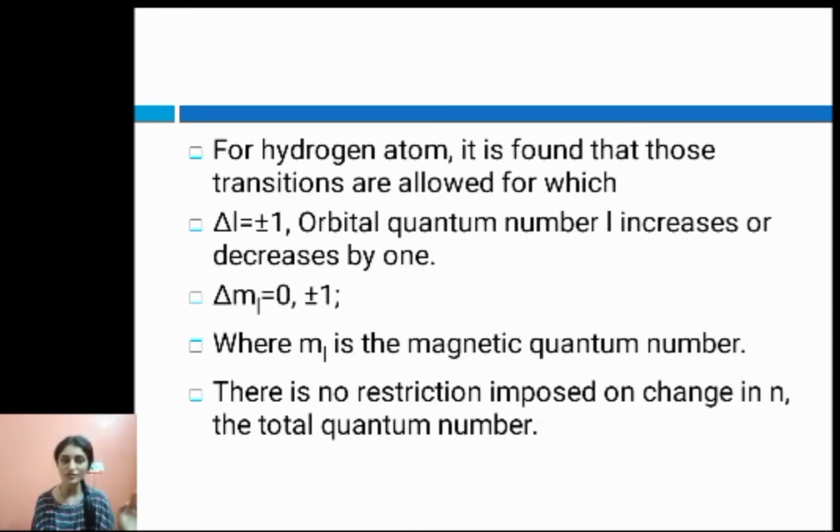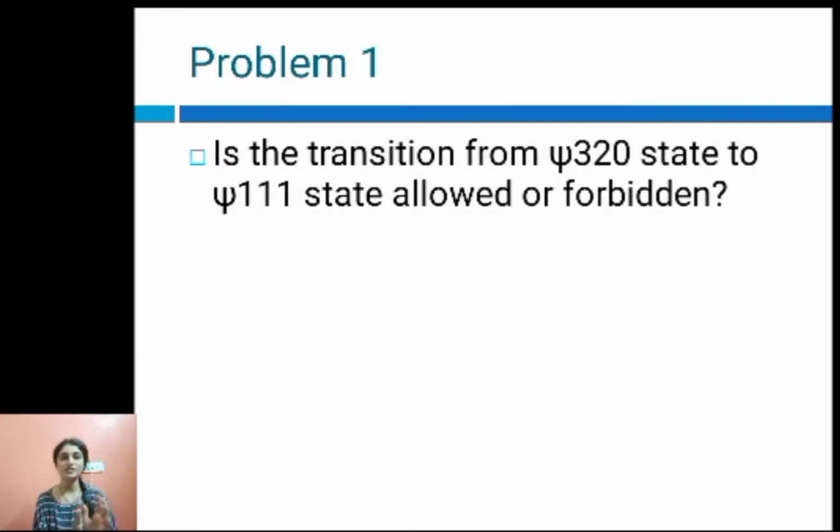There is no restriction imposed on the change in the n value, that is the total quantum number, or we call it the principal quantum number as well. So these are certain rules. In the case of the hydrogen atom, we have to follow these two rules: change in orbital quantum number should be plus minus 1, and change in delta m_l should be 0 or plus minus 1. Now let us consider the first problem.